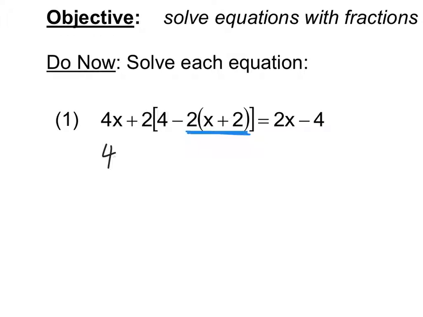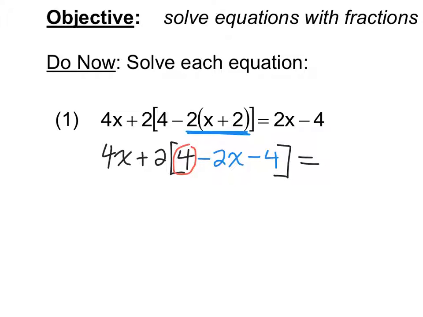We're looking at 4x plus 2 times the bracket 4 minus 2x minus 4 equals the right-hand side. You don't have to rewrite the right-hand side if you're not changing anything or you're not using it. We have a 4 and a negative 4. It says solve each equation. It doesn't say solve and justify your steps.